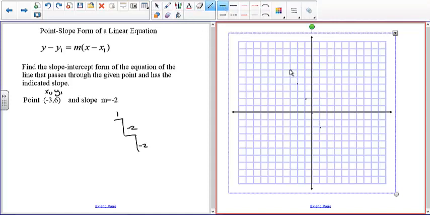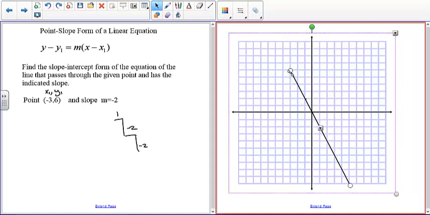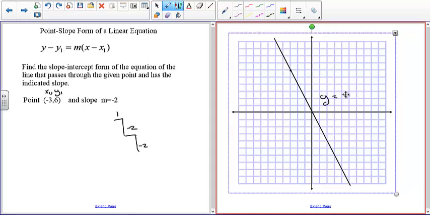So we'll start here, and we'll go through those points, and we'll try to make sure it follows that same trajectory in this direction, and now everything should be good. Okay, so there it is. So that's the equation, y equals negative 2x. You can see that it does go through the origin, so the y-intercept is 0.